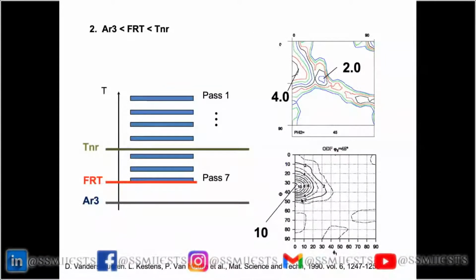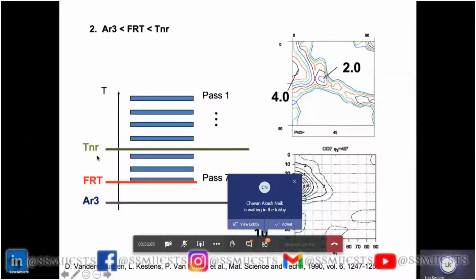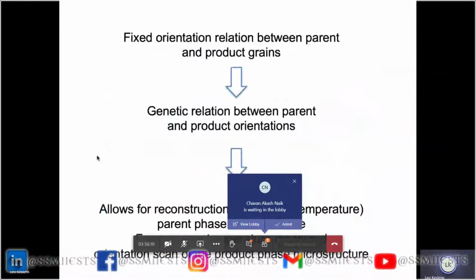So this also shows you that by looking at the hot band texture, you can in fact know to some extent how the hot rolled steel was processed. You can know what the finish rolling temperature was compared to the Ar3 and TNR temperatures. Of course, these temperatures, Ar3 and TNR, are themselves very much dependent on the chemical composition of the steel.